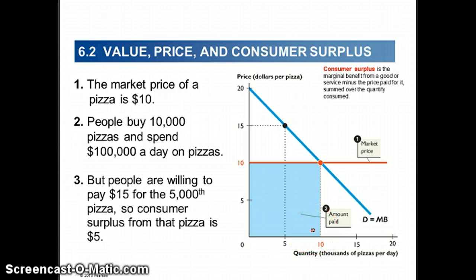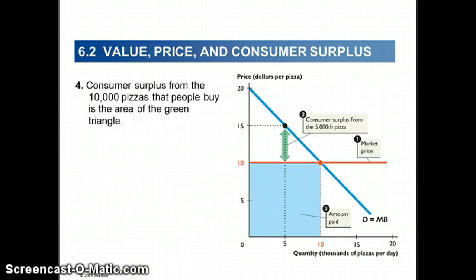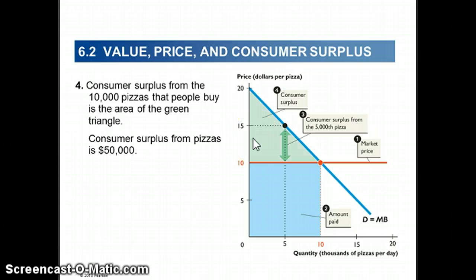The unit is dollars. But if we are under that quantity, the market is willing to pay $15 for pizza number 5,000. So that's a surplus of 15 minus $10, which is $5. The consumer surplus, therefore, is the area of the green triangle. Consumer surplus for pizzas is $25,000, which is the area, equal to height times base divided by 2.